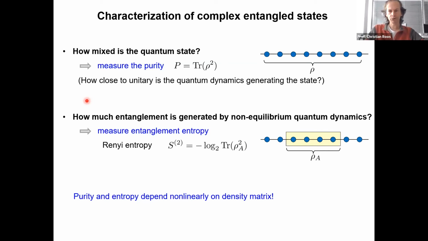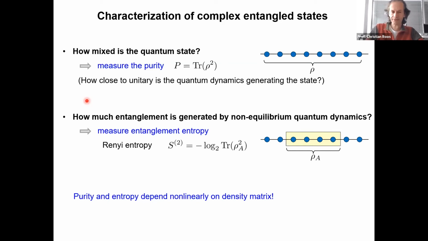So measuring the purity is important for us from an experimental point of view because we know that we have decoherence in our experiments, and so it would be nice if we could just measure the trace of rho squared in order to find out maybe how close to unitary the quantum dynamics is that generates states. And measuring the entropy of subsystems is an interesting tool if the dynamics itself is sufficiently close to unitary, because then by measuring this entropy, it tells you that the entropy must be the result of quantum correlations between the subsystem and the rest of your system.